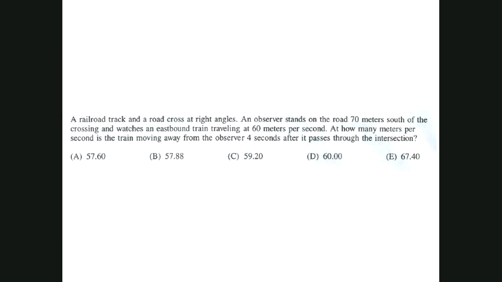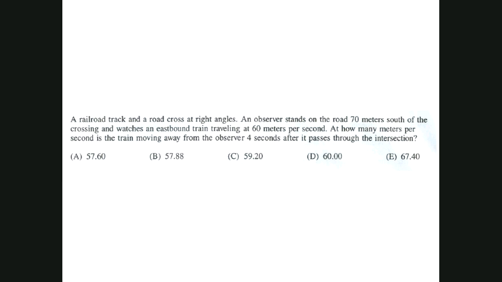All right. It says a railroad track and a road cross at right angles. An observer stands on the road 70 meters south of the crossing and watches an eastbound train traveling at 60 meters per second. At how many meters per second is the train moving away from the observer 4 seconds after it passes through the intersection? Now, this is a pretty decent problem. There's a lot going on here.